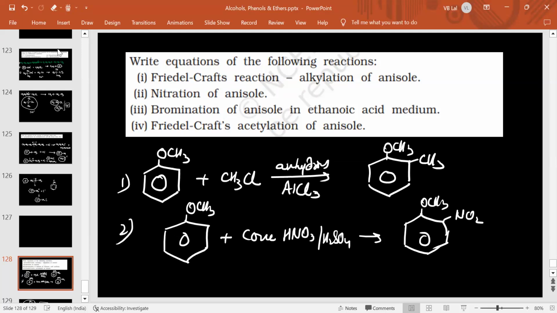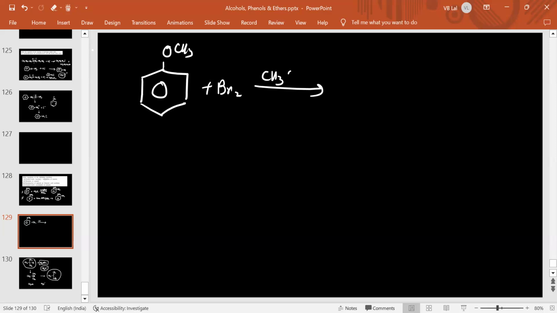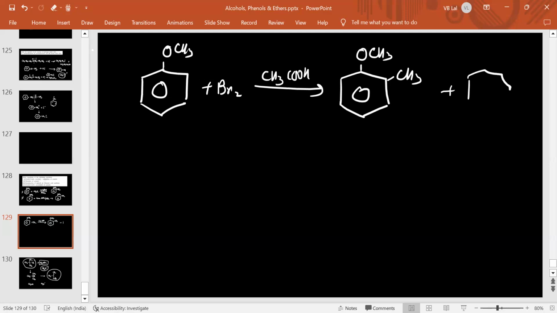Bromination of anisole in ethanoic acid medium. What is the product that you will get? So bromination means bromination of anisole. This is anisole, right? Bromination in presence of acetic acid. What will be the product? Sai Kalyan, you were there when I taught this. Tell me, where will the Br come? On which position? On ortho, para, or meta? Ortho and para. So this plus in para position. OCH3 and here CH. Very good.